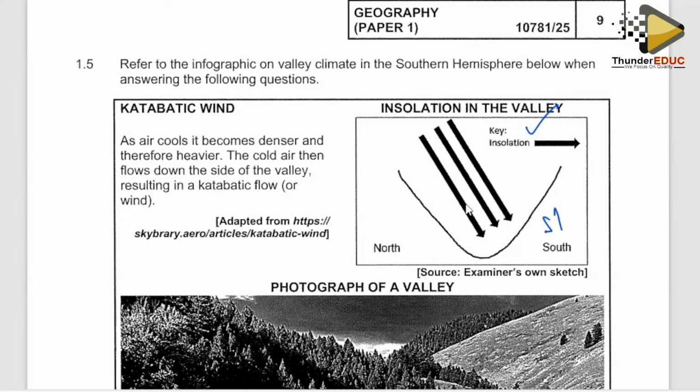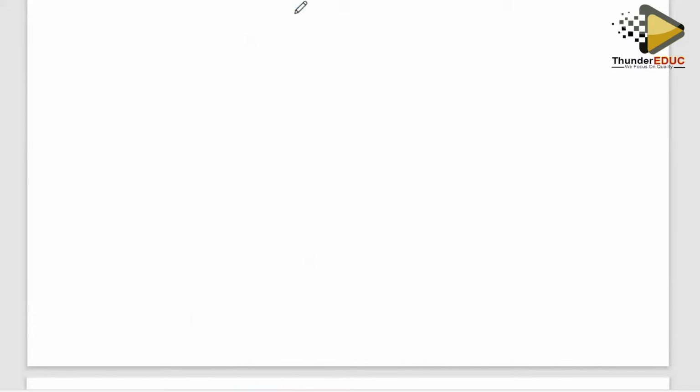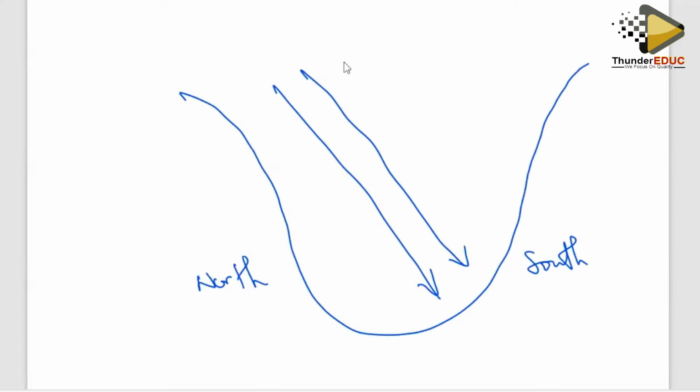Let me do the illustration maybe to make it clear so that we don't confuse the two concepts. Based on most of the learners, they get confused. Right, we are saying our situation is like this. Our insolation is showing that it's facing this direction. And this is written south. And this is written north.